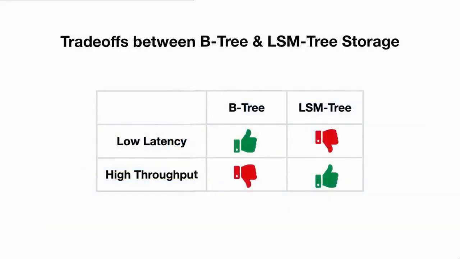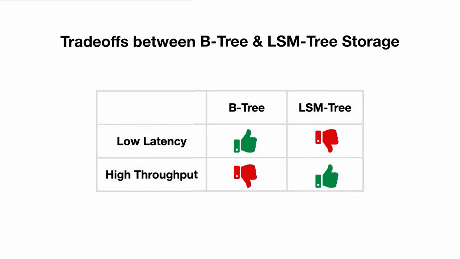A table with two rows. Low latency has a thumbs up in B-tree and thumbs down in LSM tree. High throughput has a thumbs down in B-tree and thumbs up in LSM tree. So once again, we're faced with a situation where there is no perfect answer.